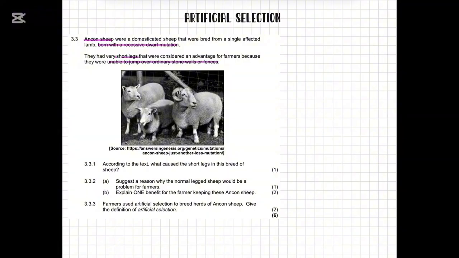Now the first question says, according to the text, what caused the short legs in this breed of sheep? So what you do here, you go through the text, we can see it is born with a recessive dwarf mutation.